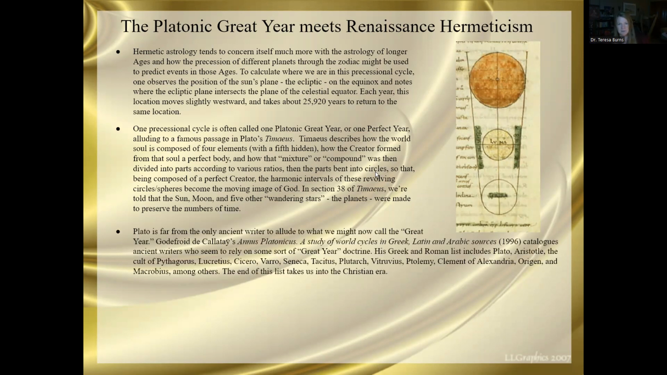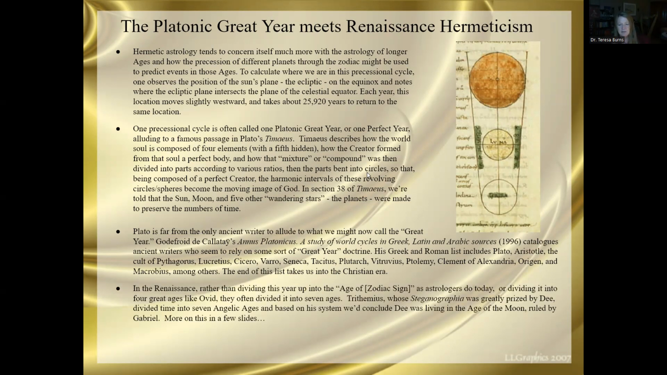Timaeus in Plato isn't the only ancient thinker that talks about this. One study of ancient or classical world cycles in Greek, Latin, and Arabic sources gives a whole catalog of writers that look at it. It includes not just Plato, not just Aristotle, not just Pythagoreans, whether they're Platonic Pythagoreans or not, but also Lucretius, Cicero, Varro, Seneca, Tacitus, Plutarch, Vitruvius, Ptolemy, Clement of Alexandria, Origen, Macrobius. And when you get to the end of this list, you're into the Christian era. So people have run into this problem already.